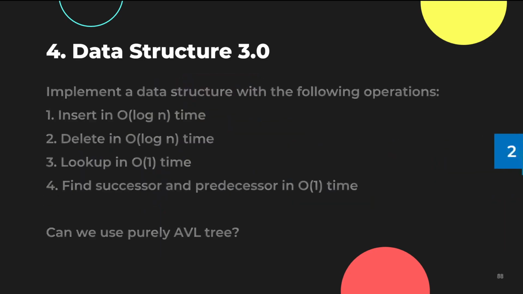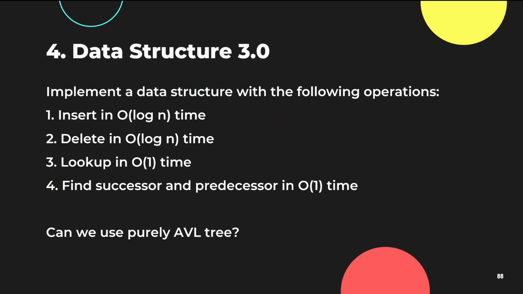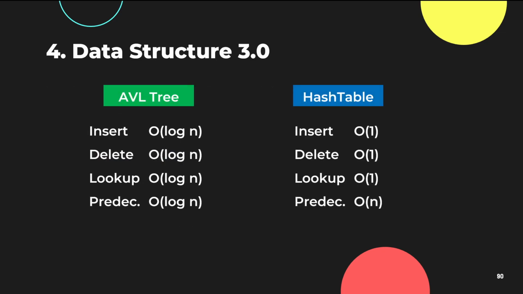Okay, so can we use just a pure AVL tree, without a hash table? This part is easier. No, because of your lookup. This part clearly cannot. So if I compare AVL and hash table, this is some sort of AVL tree. Predecessor and successor is O(log n) without augmenting. And here predecessor is O(n). So I can take whichever ones I want.